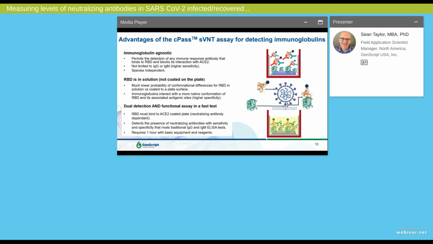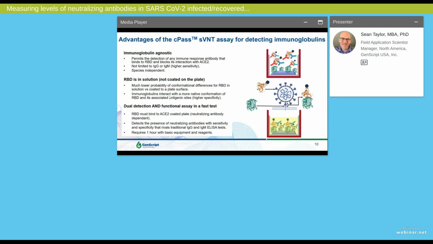In the case of this test, the RBD HRP is in solution. It's provided in the kit in solution. So it's in a near native conformation, which forces the immunoglobulins that bind to RBD to very specifically bind to the near native antigenic sites that would be on the virus itself, which augments the specificity. So we increase specificity, we reduce the false positive rate in this assay, and because it's immunoglobulin agnostic, we've increased the sensitivity. So this assay actually, in comparison to other traditional serology tests out there, is more sensitive and more specific. And I'll show some data in the next slides.